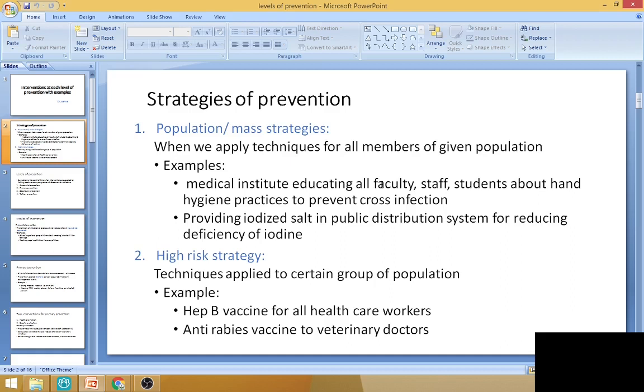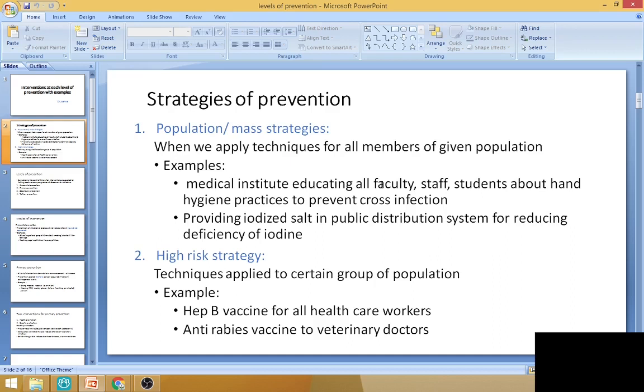For example, in a medical institute, whoever belongs to the medical institute, whether faculty, staff, or students, they are advised and taught hand hygiene practices, because hand hygiene is very important in order to prevent cross infection. So it is not only for the doctors or a particular group of people belonging to the medical institute, but for all those people who belong to it. Hand hygiene practice is one example of population strategy.